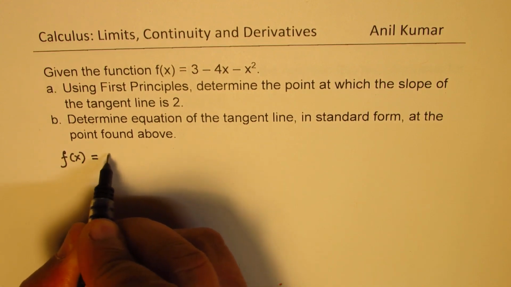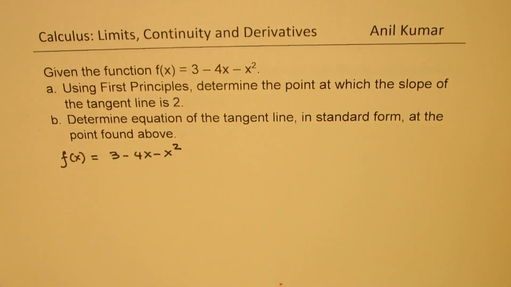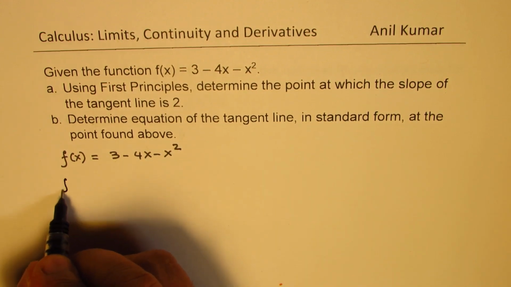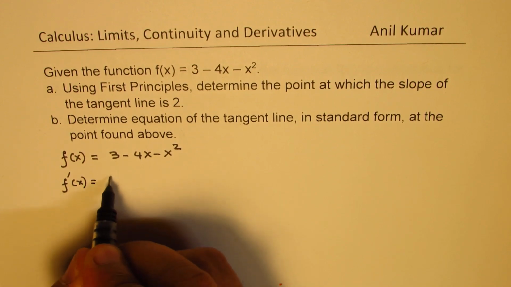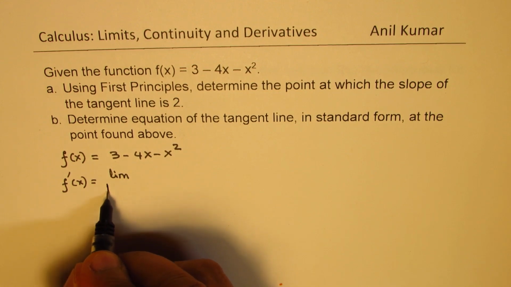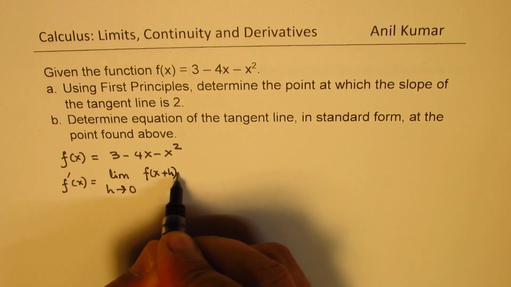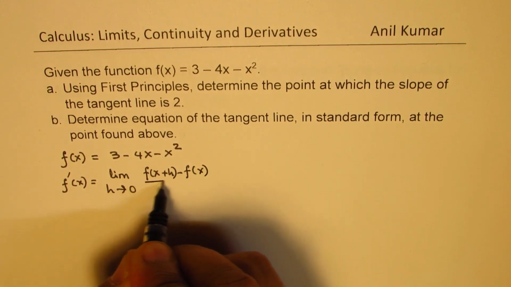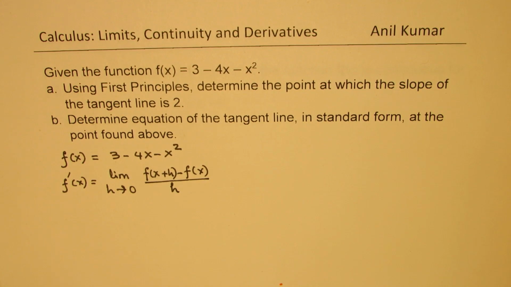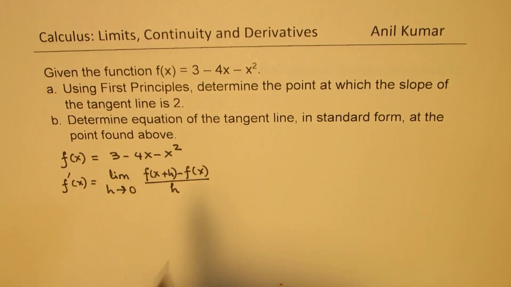We are given f of x as 3 minus 4x minus x squared. Now, first principle says that the derivative of this particular function can be found by using the definition of limits, right? Limit when h approaches 0 of f of x plus h minus f of x over h, right? So we have taken 2 points which are very close to one another, and then we can find the slope of the tangent as a secant slope approaches the slope of the tangent.